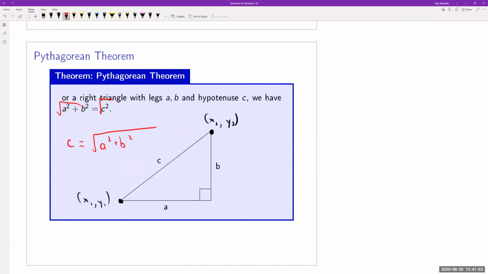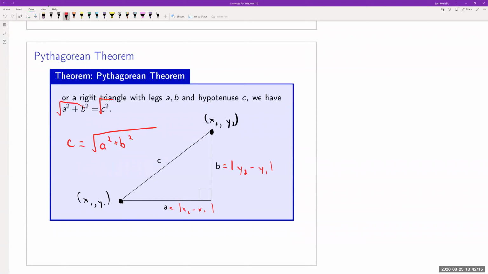But then I can also look at what a is. A is the distance from x2 to x1. And the way I've drawn it here, x2 is larger than x1, but by putting these absolute value bars, it allows me to not care about the order and make my life a little bit simpler. I can similarly do the same thing here. B is the difference from y2 to y1.